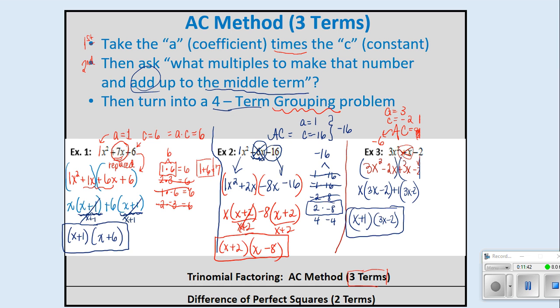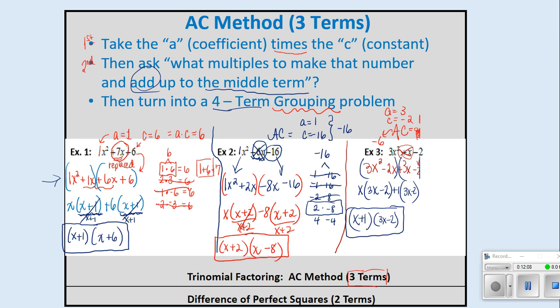You've got to find two factors of 6 that multiply, or whatever that AC is, if it's 6 like it is here. You have to find those two factors that multiply to make 6, but also add to make that middle term. And then turn it into a 4-term problem, and you've got grouping going on. So that's why we learned how to group. All right, let's go ahead and learn the last method, which is the difference of perfect squares.